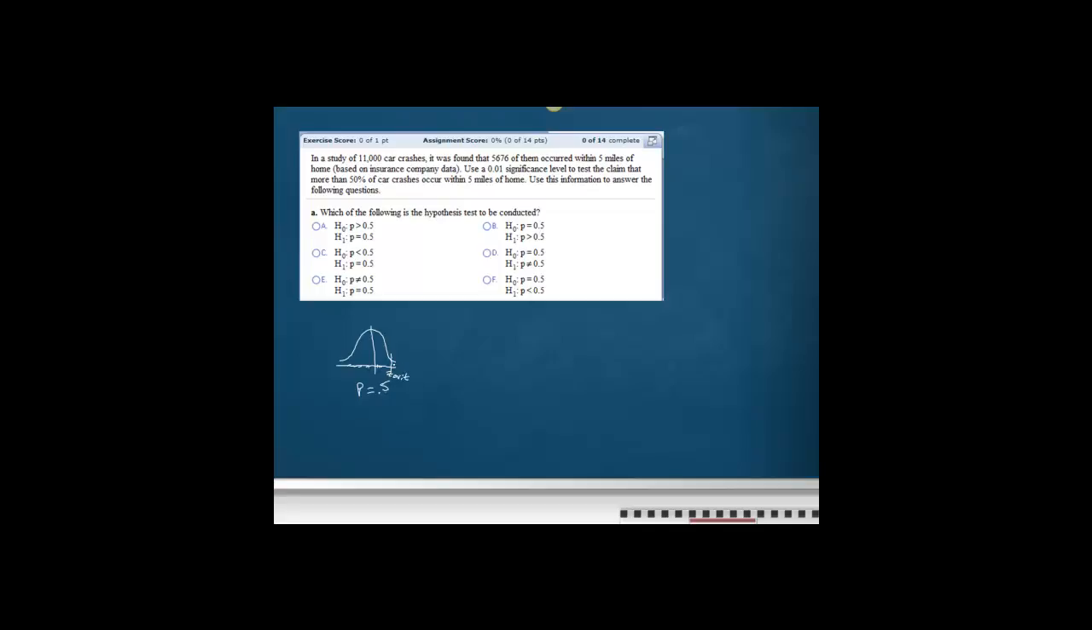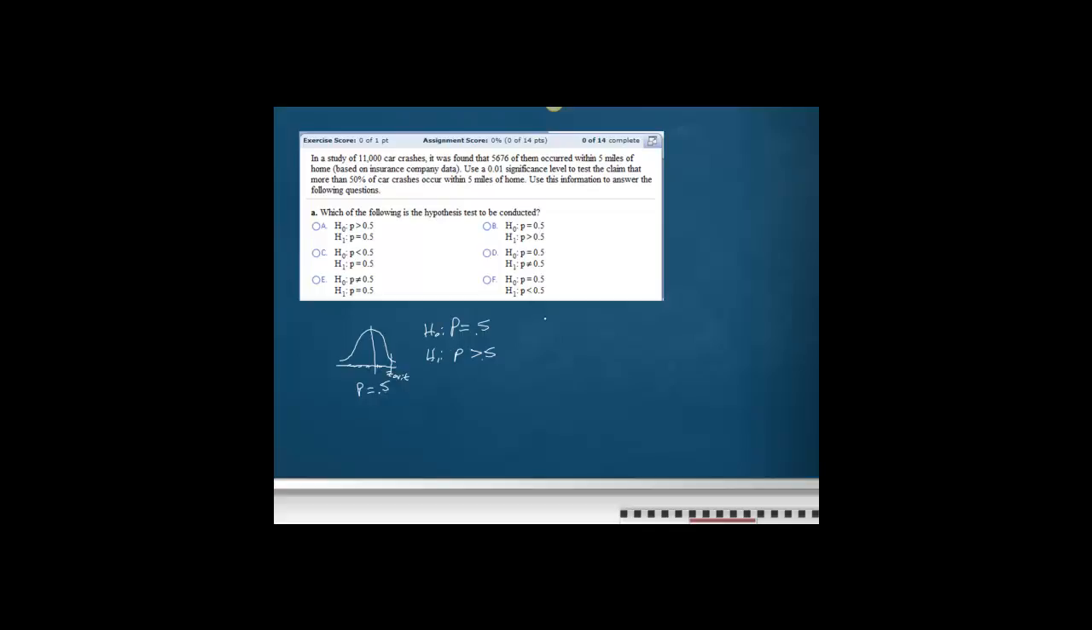If our test value that we generate using these statistics lands way up here to the right of this z-critical value, we would believe that the population proportion is greater than 0.5. So our hypotheses will look like this: P equal to 0.5, P greater than 0.5. If we land way up here, we will reject the null hypothesis and conclude that the population proportion is greater than 0.5.